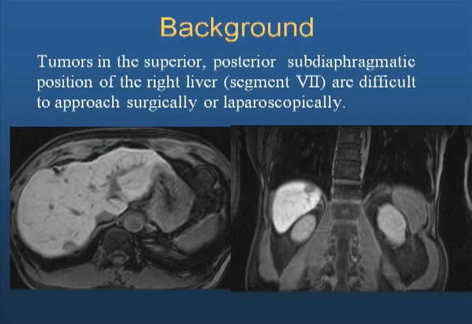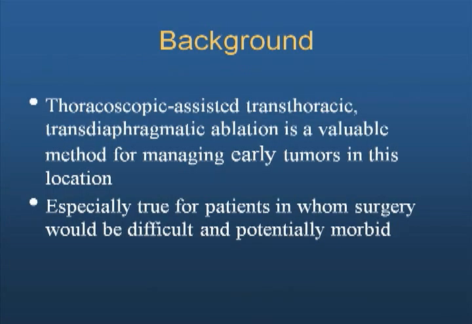Tumors in the superior posterior subdiaphragmatic position of the right liver are difficult to approach surgically or laparoscopically. In addition, percutaneous ablation of these lesions can be difficult due to targeting issues as well as the risk for causing pneumothorax. Thoracoscopic assisted transthoracic transdiaphragmatic ablation is a valuable method for managing early tumors.